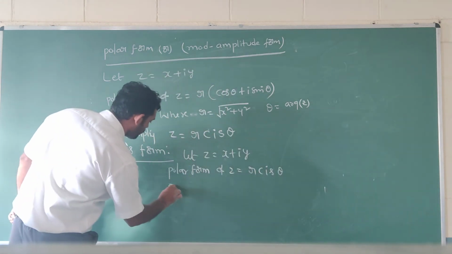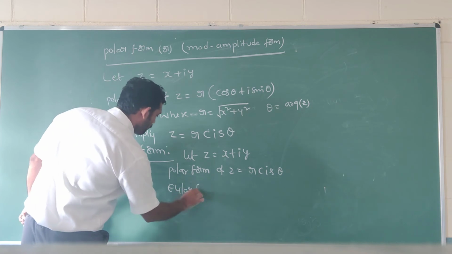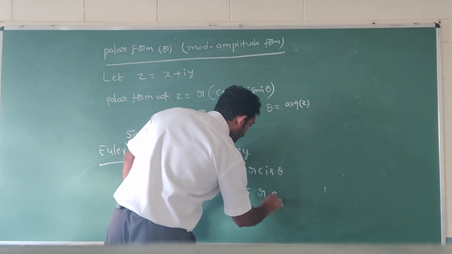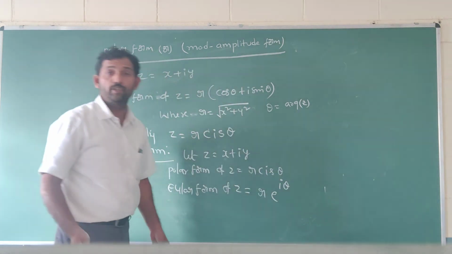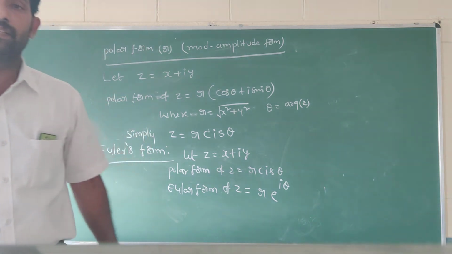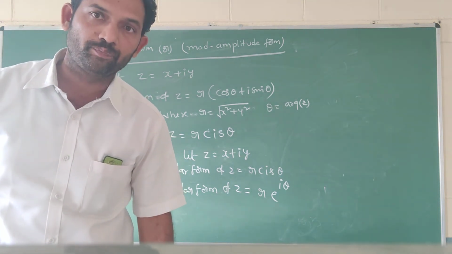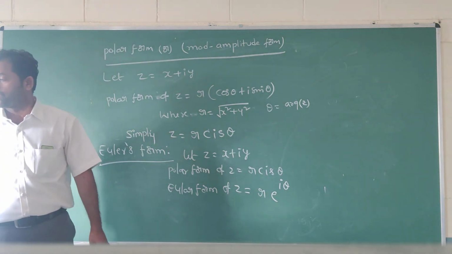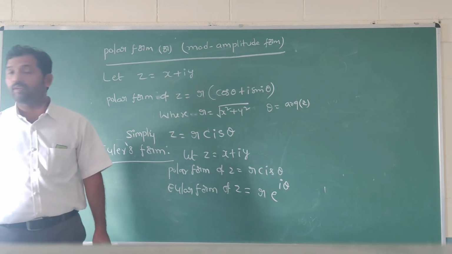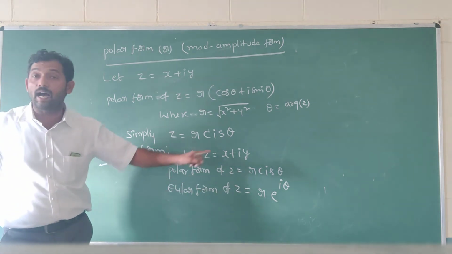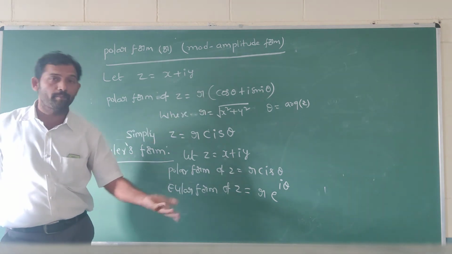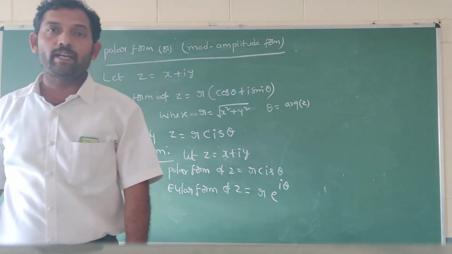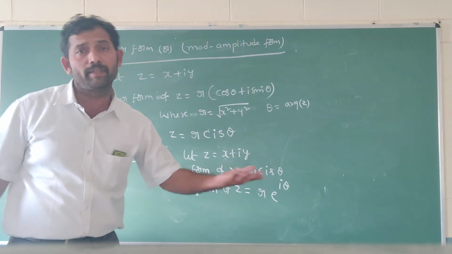Next, what is the Euler's form? The Euler form of z = r into e^(i theta). So you have to write the exponential value, and that is called Euler's form of a complex number. Euler's form of z is r into e^(i theta). r is the same as before, r = root over x square plus y square. Next, theta means the same argument.